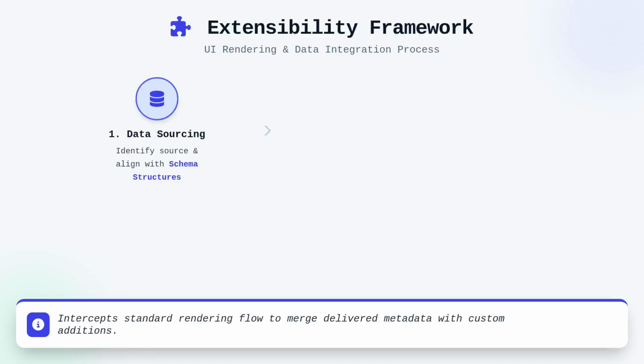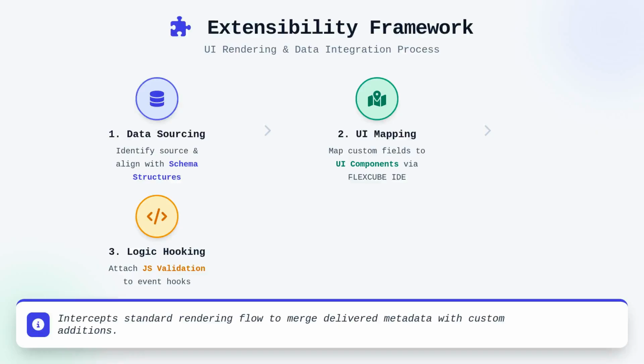Once the data source is defined, you map the fields to the UI components, ensuring that the necessary validation logic is attached to the appropriate event hooks. These hooks provide a controlled mechanism to execute custom JavaScript when a user interacts with a field or submits a form. Because this happens within a structured framework, the integrity of the data transmission between the client and the integration layer remains intact, preserving the transactional consistency required by core banking modules.